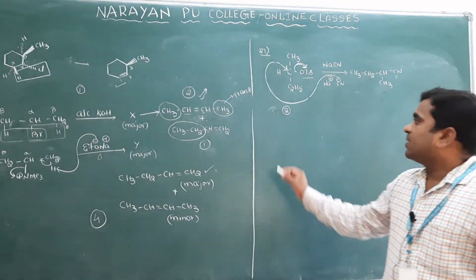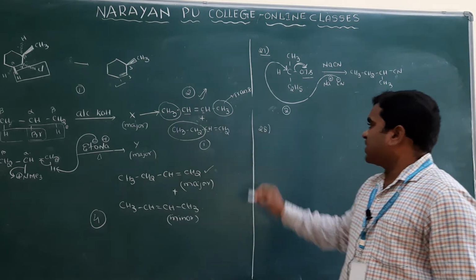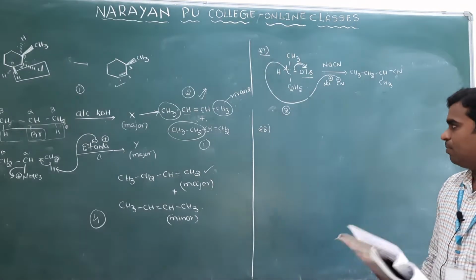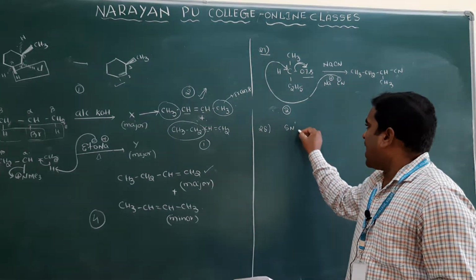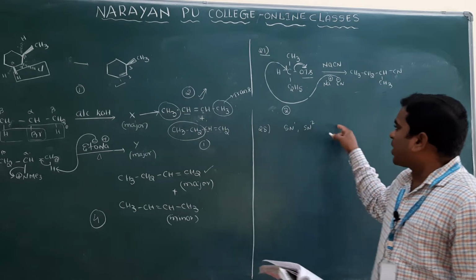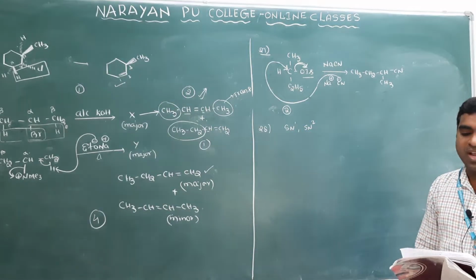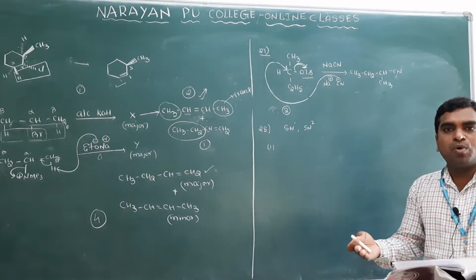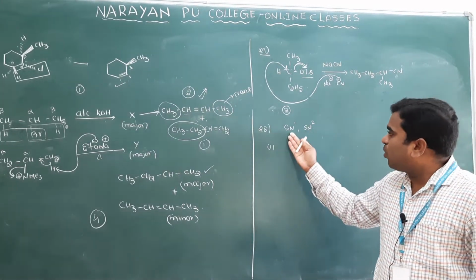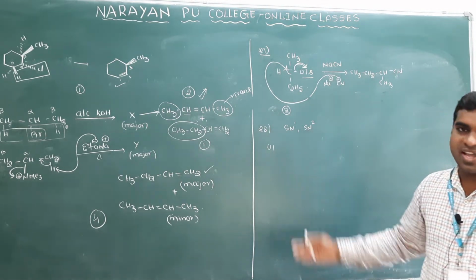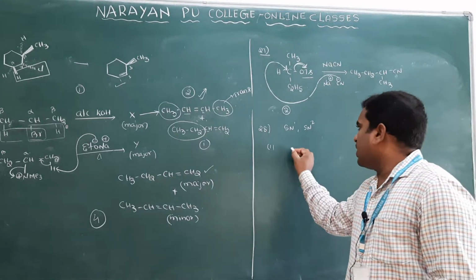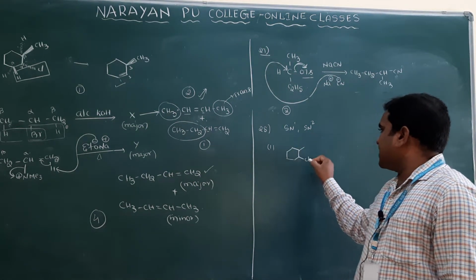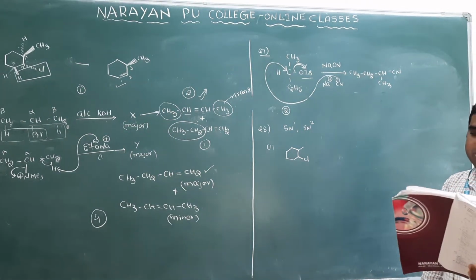Next one. Coming to the 28th question. SN1 and SN2 products are the same. Both products should be the same for the SN1 and SN2 reaction. Which compound gives that, they are asking. They have given 4 compounds. See the first one.